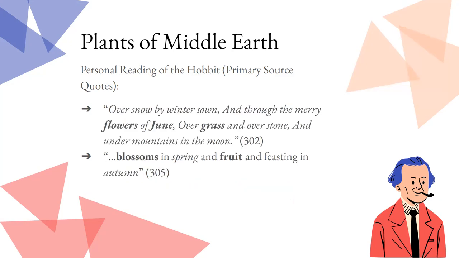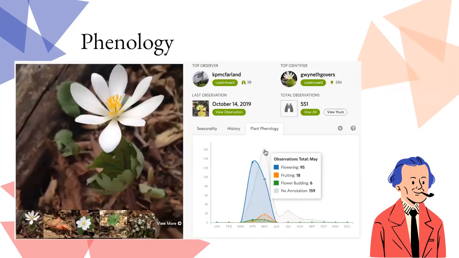Flowers in June, blossoms in spring, fruit feasting in autumn, boom, phenology right there. So this is an example of bloodroot. It's a species common to the Eastern US, not to Middle Earth that we know of at least. Phenology is the study of when it's peak flowering. So we can see peak flowers for bloodroot are in April, but then we can also see the fruiting time, which is in late April, early May. So this is kind of the study of phenology in itself. So we know that there's some type of seasonality and phenology in Middle Earth.